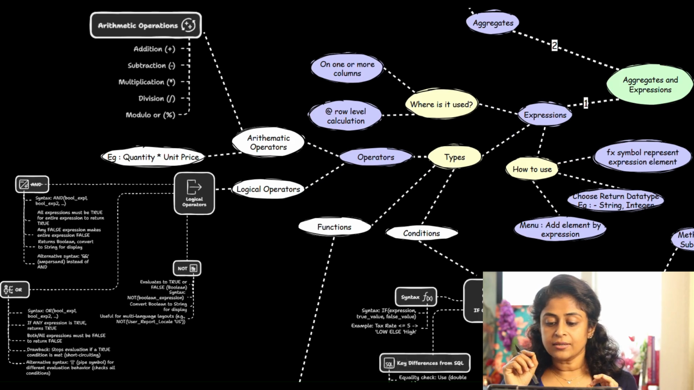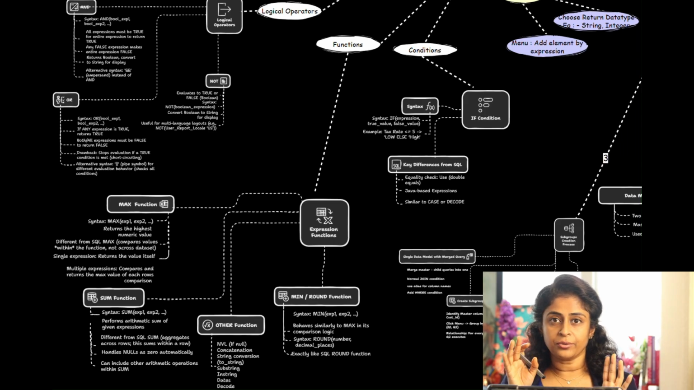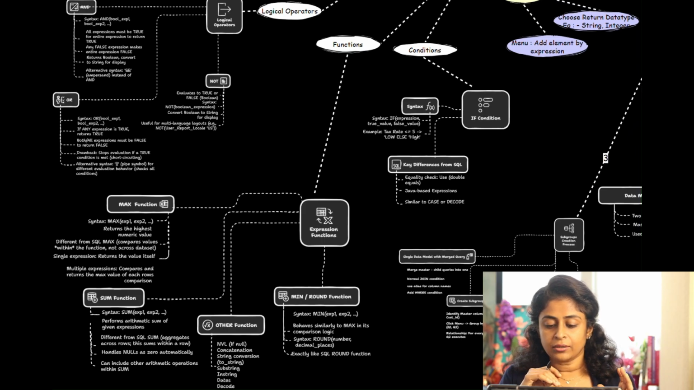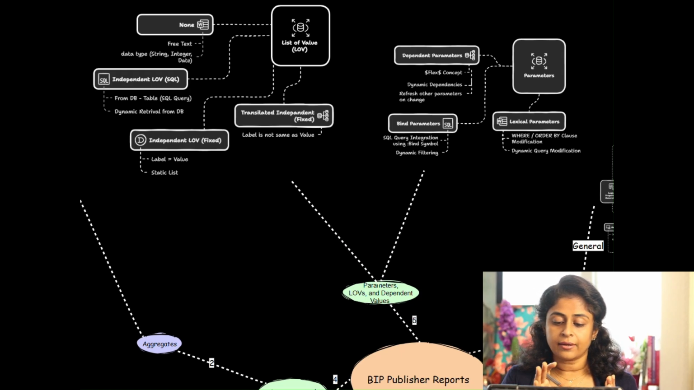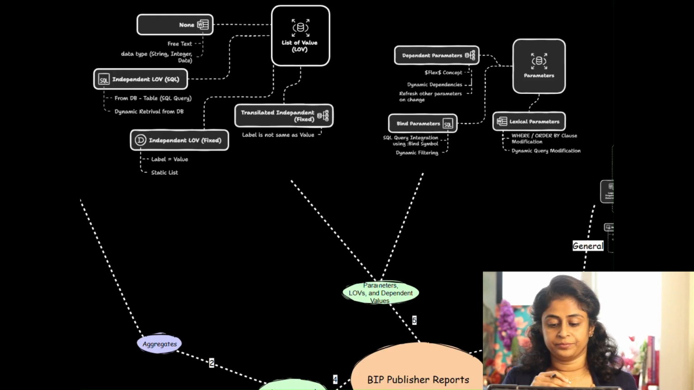There is a short-circuiting behavior here, and you need to understand this. You can combat this by using the pipe symbol instead. Other key functions include max, min, round, and sum, but remember these work differently than the Oracle SQL functions. They operate within the rows rather than across the dataset.